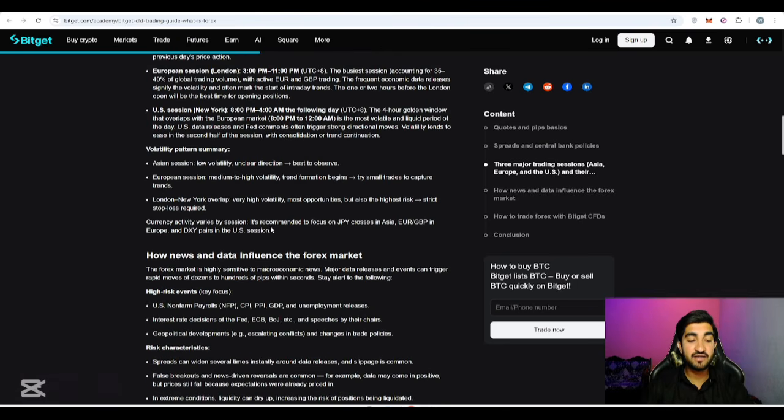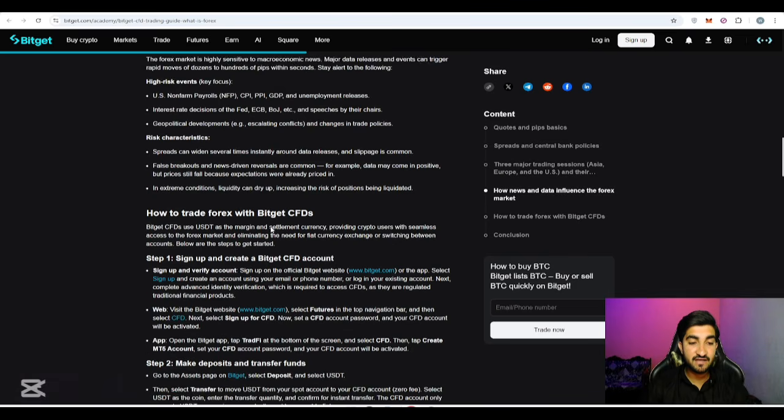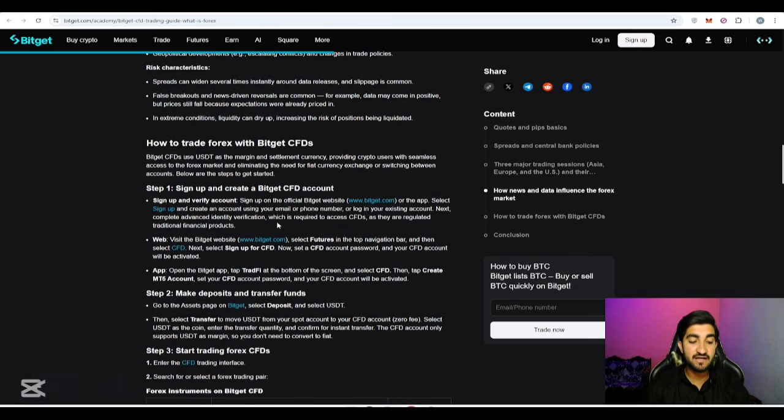How can you start trading on Bitget CFDs? These are the simple steps. First, create your account and verify it. Then deposit funds, usually USDT. Choose a currency pair and place your trade, buy or sell. You can also set a stop loss and take profit for risk management. Bitget allows you to trade forex without owning actual currencies. Everything is done through CFDs.